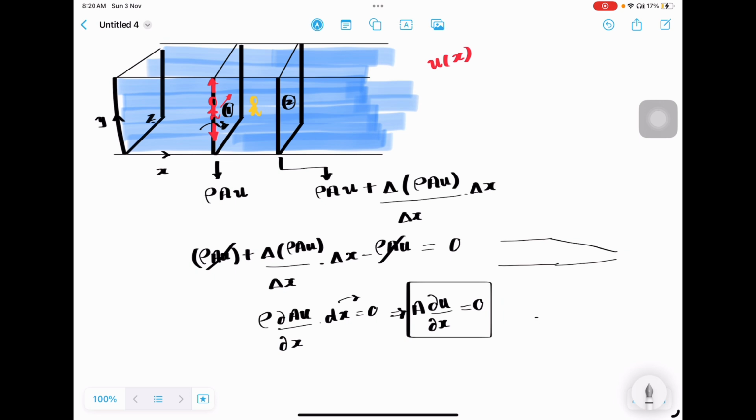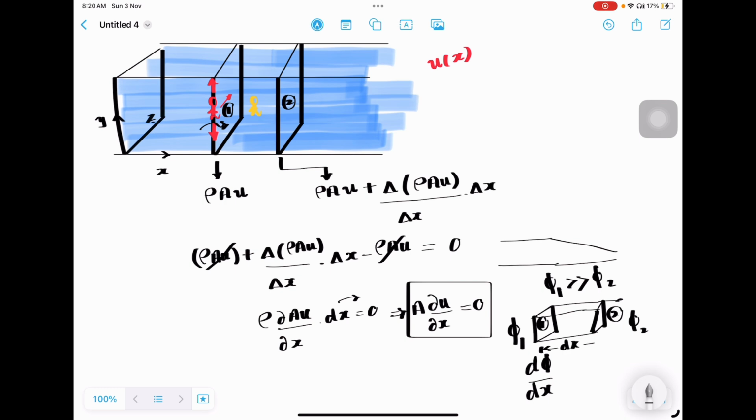Now, between the two cross sections, this is our first cross section, 1, and this is our second cross section, 2. Let us say that the pressure in the first cross section, let me denote that as phi 1, and the pressure in the second cross section is phi 2. And let us say that phi 1 is greater than phi 2. Then the difference between the pressure, which is d phi divided by dx, because they are separated by a small distance dx, is what is driving the fluid velocity. So the velocity should be proportional to the difference in the pressure.